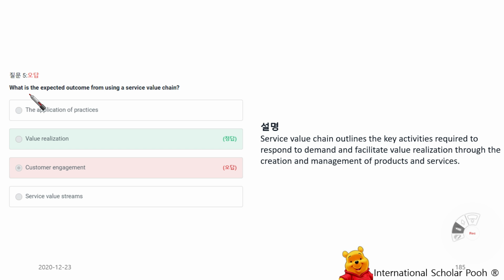What is the expected outcome from using a service value chain? Value realization. The service value chain outlines the key activities required to respond to demand and facilitate value realization through the creation and management of products and services.